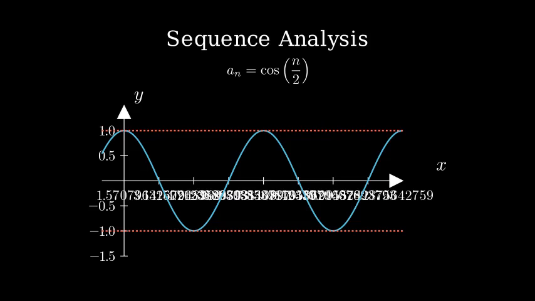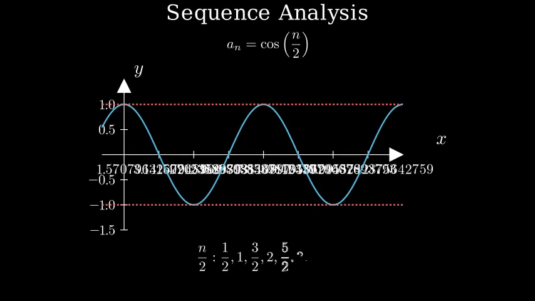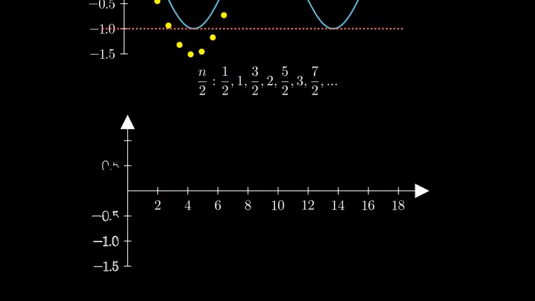Now, let's look at what happens when we input n over 2 into cosine, where n is a natural number. As n increases through the natural numbers, n over 2 gives us the sequence of inputs: 1/2, 1, 3/2, 2, 5/2, and so on. Let's create a sequence plot to better visualize what's happening. We'll plot the terms of our sequence against the natural numbers. Notice how the outputs of cosine of n over 2 jump between different values, never settling into a pattern.